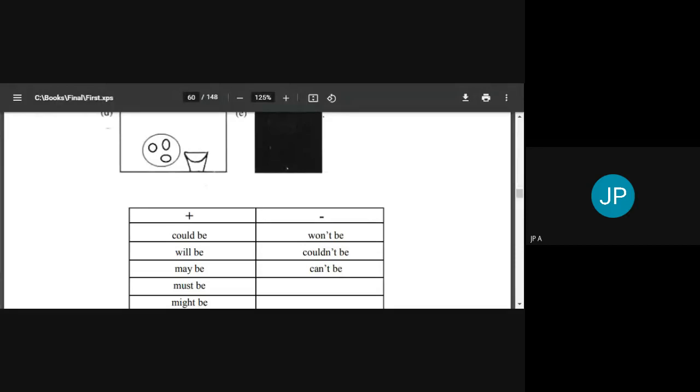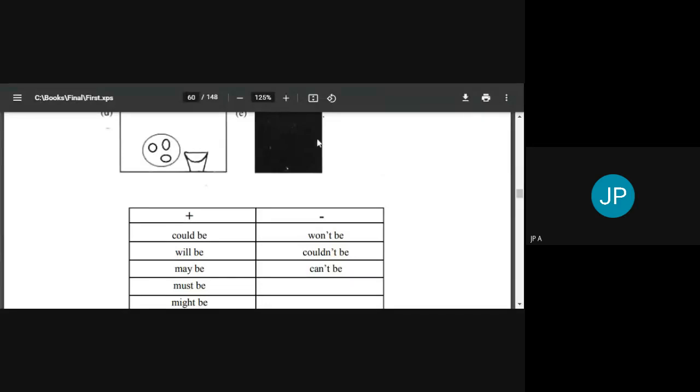So negatives are also possible. It may be the picture of a black cloth. Yes, Archana. It may be the picture of a black cloth. So thus we can indicate possibilities. So we can use these different structures.